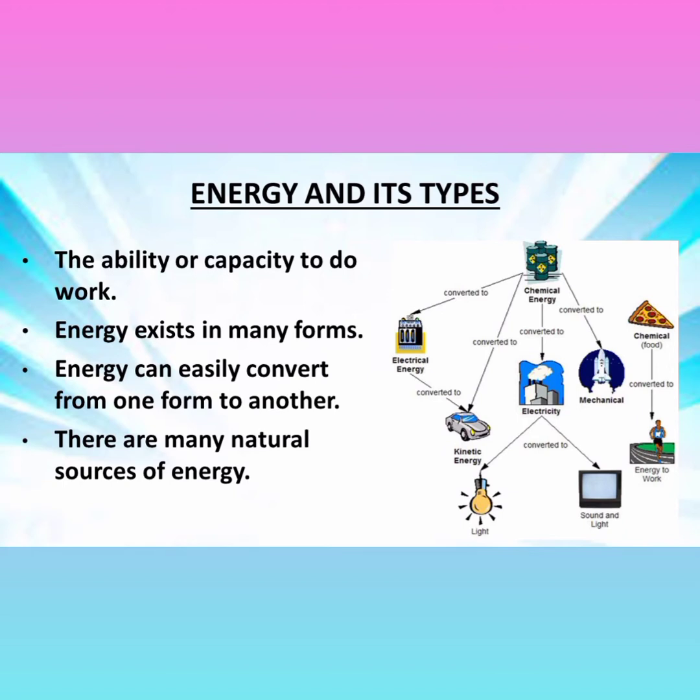You can see in this picture how energy is converted from one form to another. The chemical energy is converted to electricity, and then it is again converted to light and sound energy. Chemical energy is converted to electrical energy, and that electrical energy can again be converted to kinetic energy. So, this explains that energy can neither be created nor destroyed. It can only be transformed from one form to another.